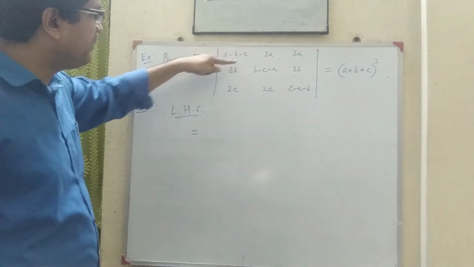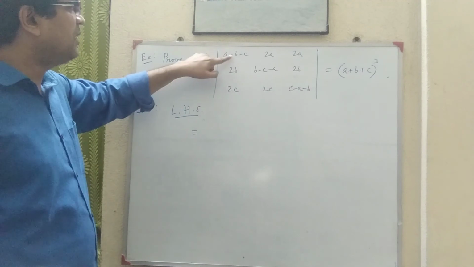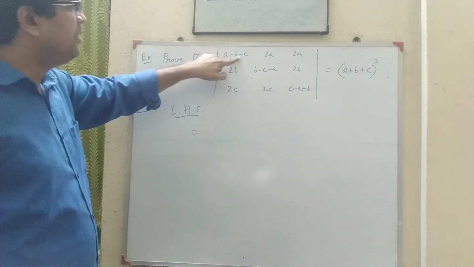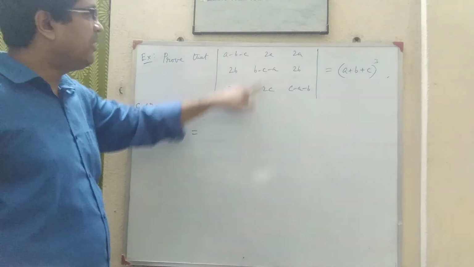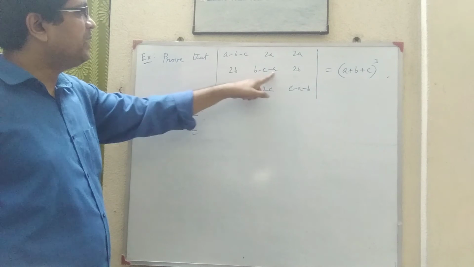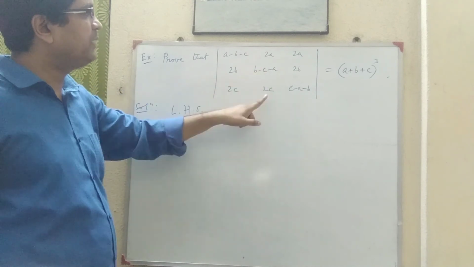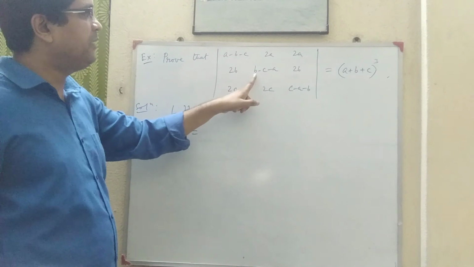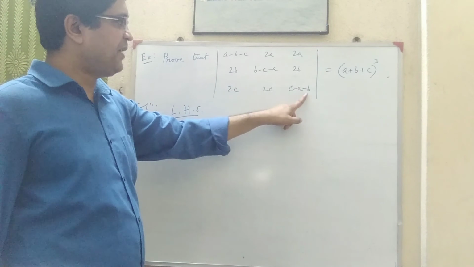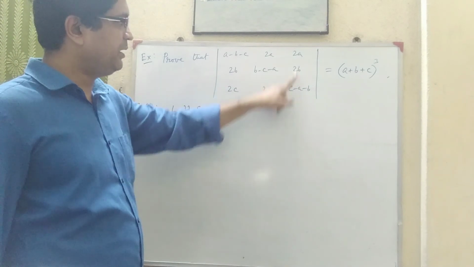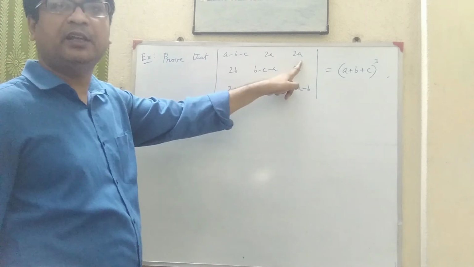If we apply r1 plus r2 plus r3, then a minus b minus c plus 2b plus 2c, what will come? Minus b plus 2b will become plus b, minus c plus 2c will become plus c. So the element will become a plus b plus c. Here also you check b minus c minus a plus 2a plus 2c, minus a plus 2a will become plus a, 2c minus c will become plus c, and b is already there, so we have a plus b plus c here also. Here also you find c minus a minus b plus 2b plus 2a, so minus a plus 2a will become plus a, 2b minus b will become plus b and c. So here also we are getting a plus b plus c.